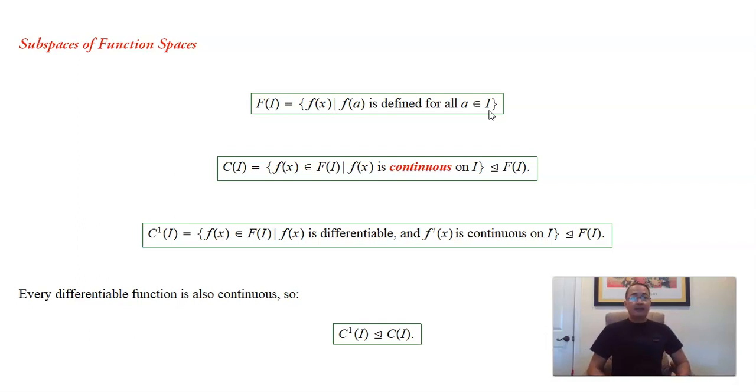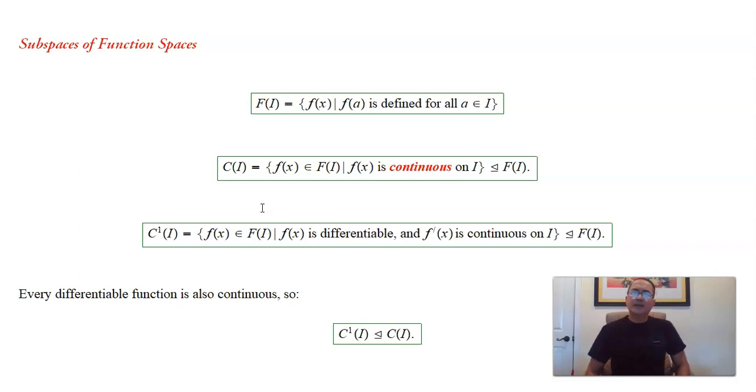Now, speaking of calculus, let's talk about special families of functions. So probably in the second week of calculus, we start talking about continuous functions. Let's denote by C of I all the functions in F of I so that f of x is continuous on the entire interval I. Why is this a vector space? Well, it's non-empty, it must have the zero vector, it must be closed under addition and scalar multiplication.